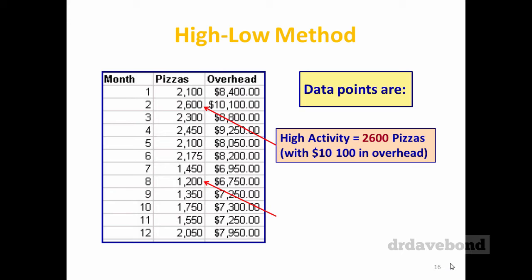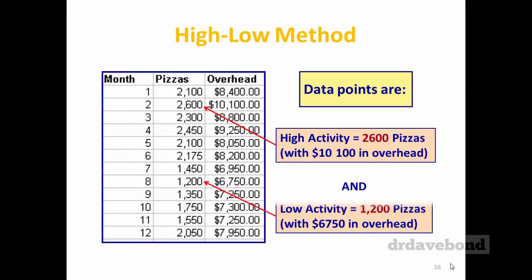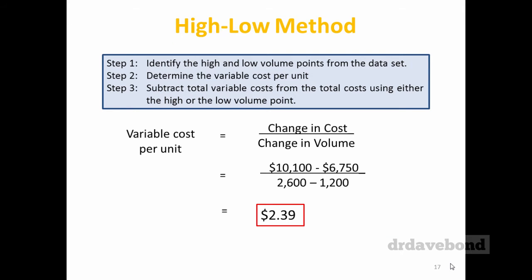What we're trying to pick up with the high-low is the marginal unit. We take the highest, we take the lowest. We can see the difference between the number of pizzas is 1,400 pizzas. The difference in the amount is 3,000 something. What we're doing is allocating the difference in the cost over the difference in the volume. So 10,100 minus 6,750 is 3,350. 3,350 is the marginal cost for producing those extra 1,400 units.